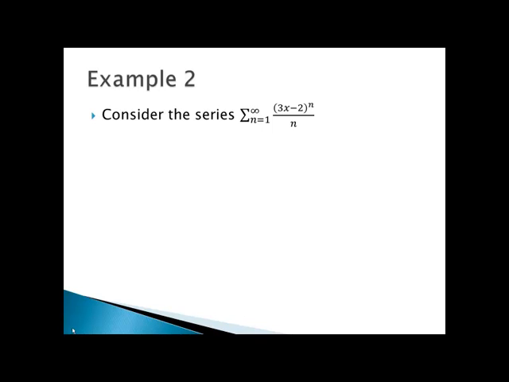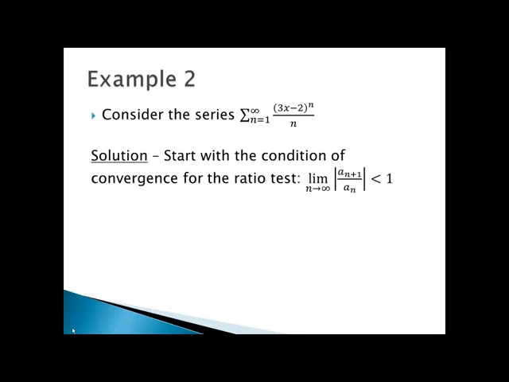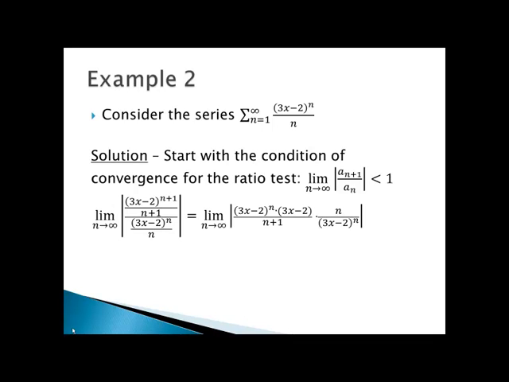Example 2, I'm asked to consider the series from 1 to infinity of the quantity 3x minus 2 to the n, divided by n. I again start with the conditions of convergence for the ratio test. And in this example, I have 3x minus 2 raised to the n plus 1 divided by n plus 1, and all of that divided by 3x minus 2 to the n divided by n.